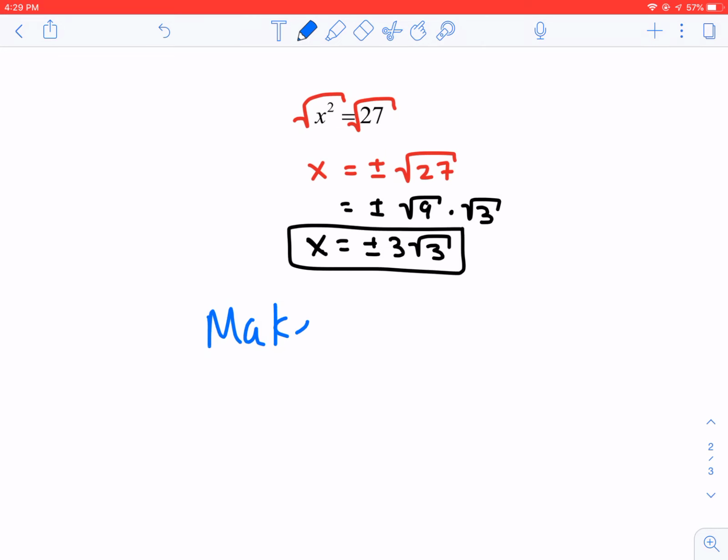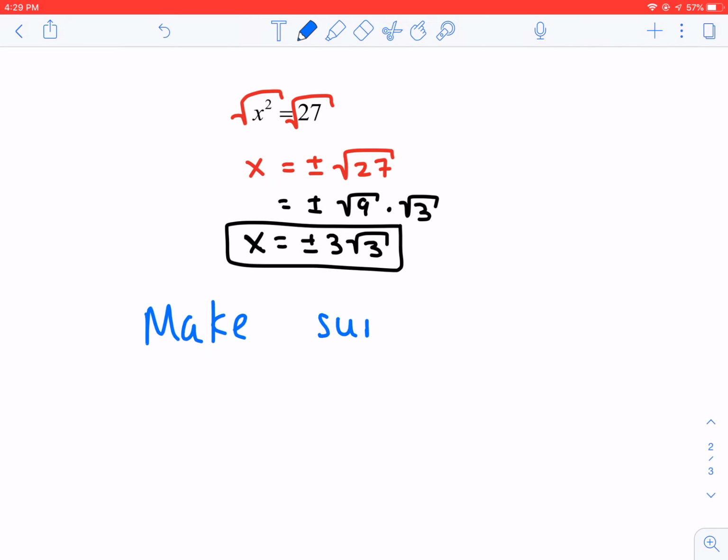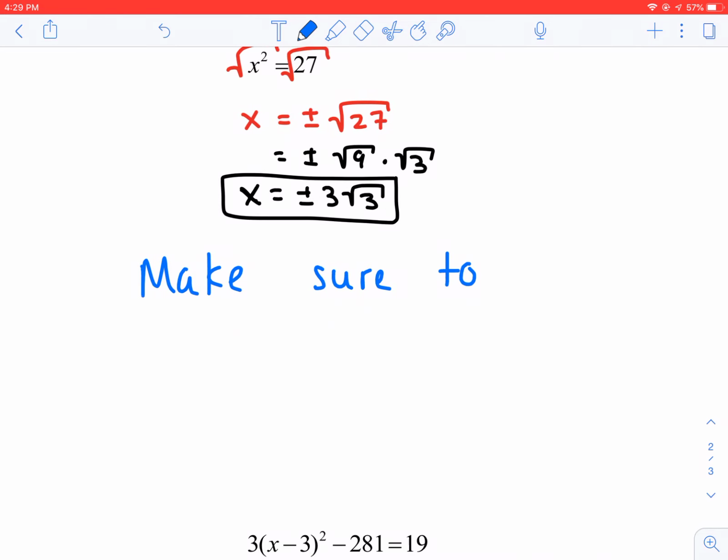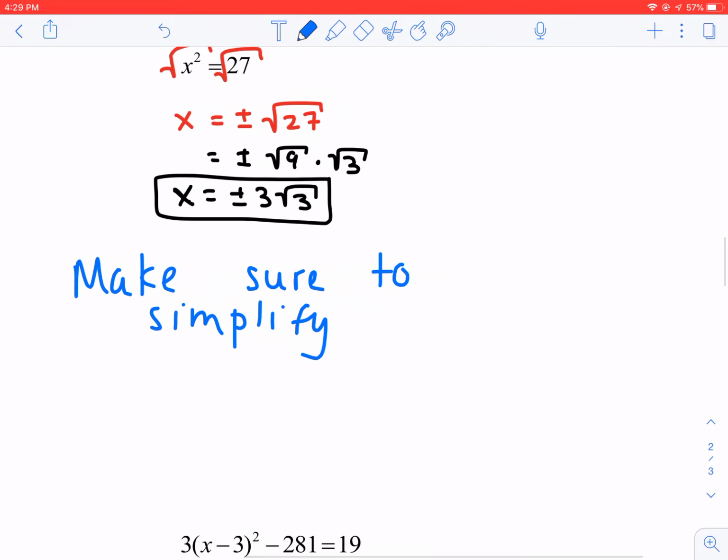So just going to write a little note here. Make sure to simplify any radicals if possible.